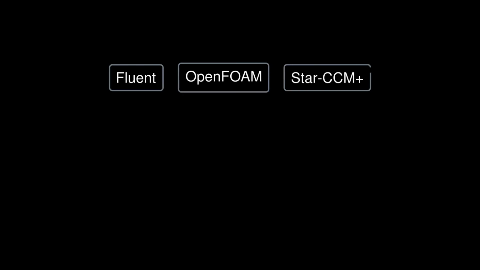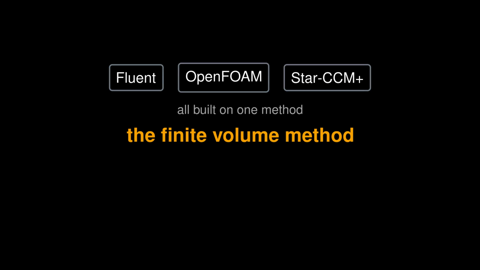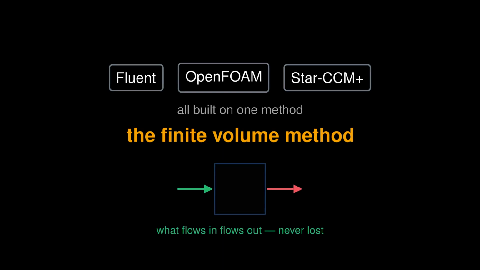Most of the big CFD code you'll ever touch, Fluent, OpenFOAM, Star-CCM+, are built on one method. And it isn't the finite differences you might expect, it's the finite volume method. The reason it won comes down to one almost stubborn property: it refuses to lose track of mass. Whatever flows in, flows back out, or piles up, it never just quietly vanishes. Here's how it pulls that off.